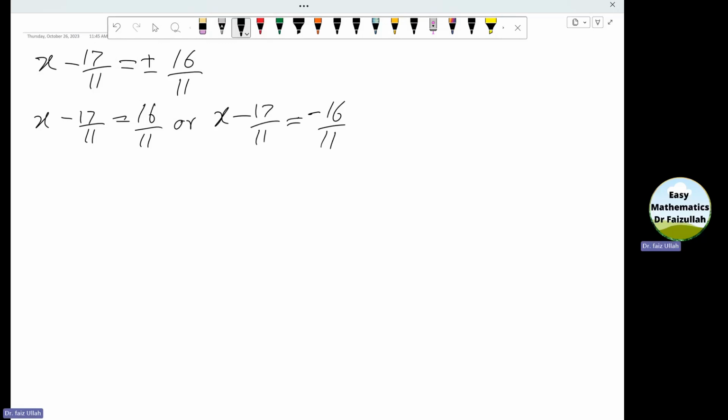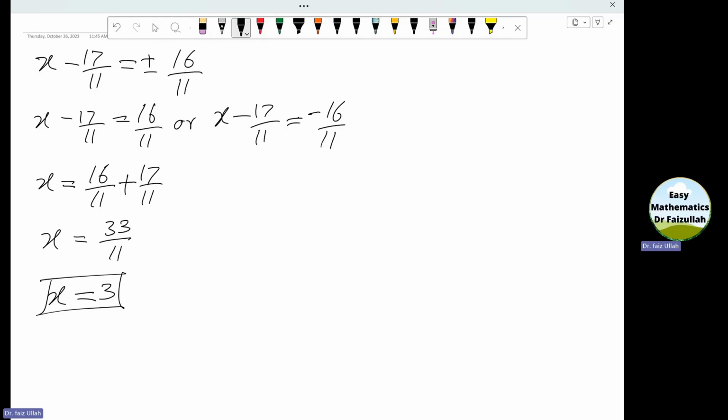Now from the first equation, we get x is equal to 16 divided by 11 plus 17 divided by 11. And if we simplify this, we have 33 divided by 11. From this we get the value of x, which is equal to 3. That is the first solution.